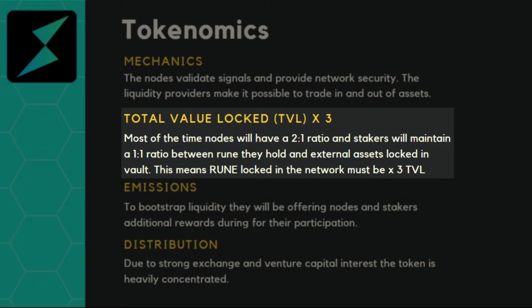And for the nodes, for every $1 million worth of Link locked into the pools, there needs to be $2 million worth of Rune bonded to the node. In other words, when it comes to the total value locked into the Rune protocol, you need to have a 3-to-1 ratio between Rune and the external asset. And it's also important that nodes have 67% of the Rune and the stakers have 33% of the Rune.